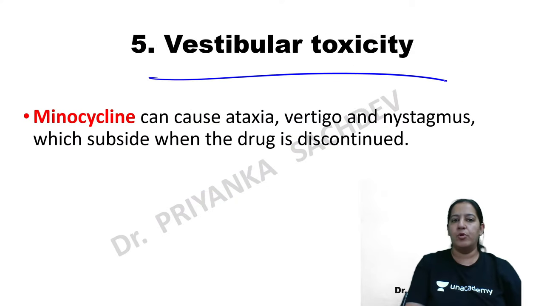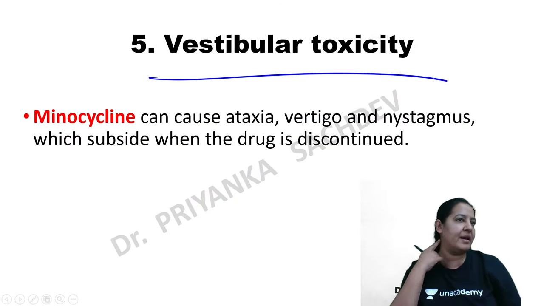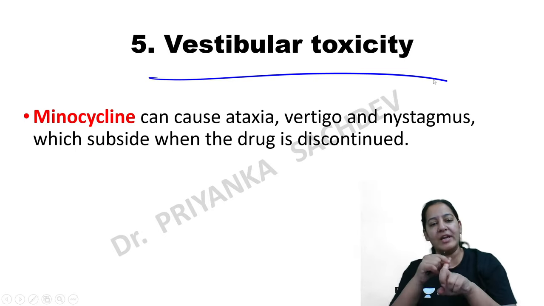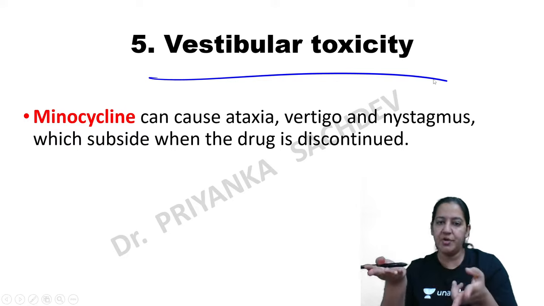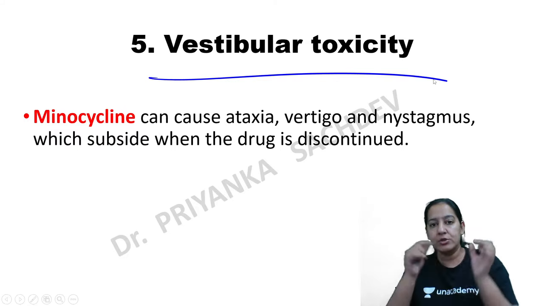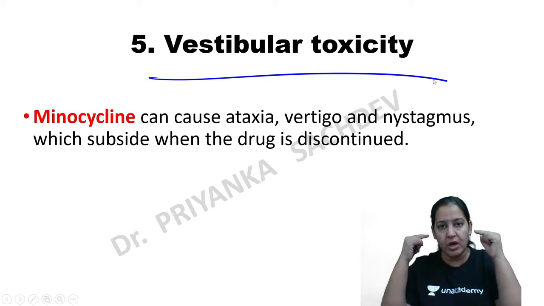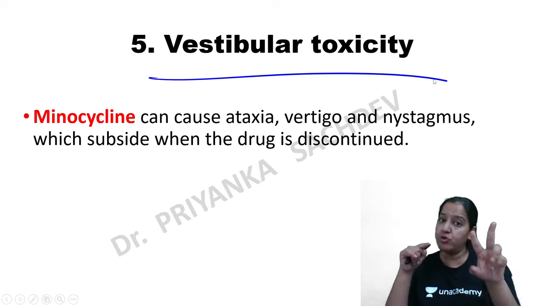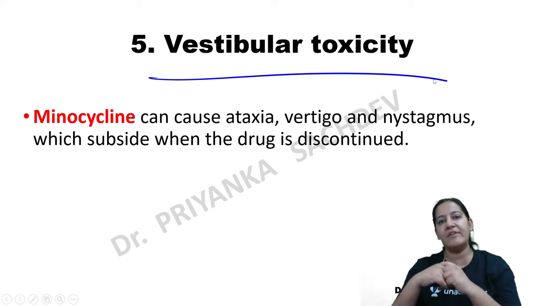The next is the vestibule. You know, humans have external ear, middle ear, inner ear. In the inner ear, we have two things. One is cochlea, one is vestibule. In ENT, you may have read it, I guess. Cochlea is for hearing and vestibule is for balancing. So, kaan ke do kaam hote hain. Ek to sunna, dusra balance banana. Inner ear has two functions. One is hearing, that is cochlear function. One is balancing, that is vestibular function.